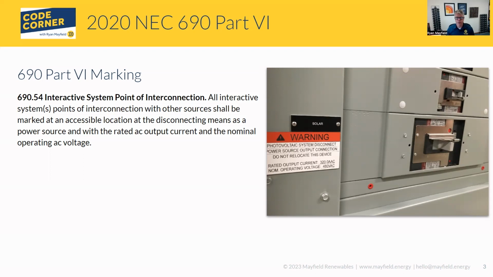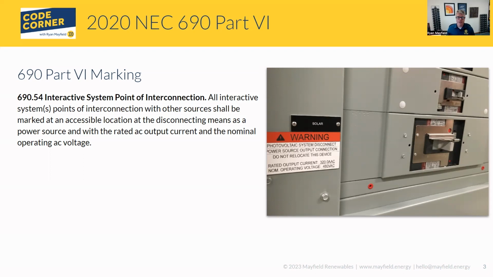So in this picture, we have a breaker. Our PV system is being fed to this panel. The interconnection point is this breaker inside this panel. And so we have a label here that is indicating what it is. It's a photovoltaic system, and we're indicating the dual sources of power, and we have the rated output current and the nominal voltage. So you can see this is a 480 volt system operating at 320 amps.